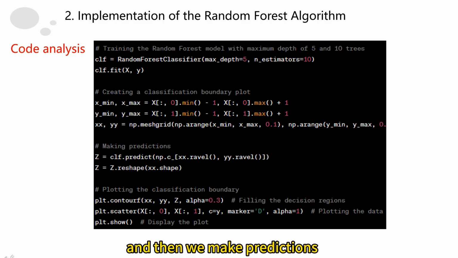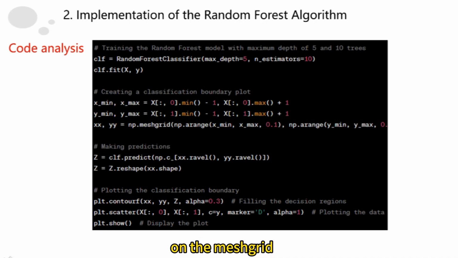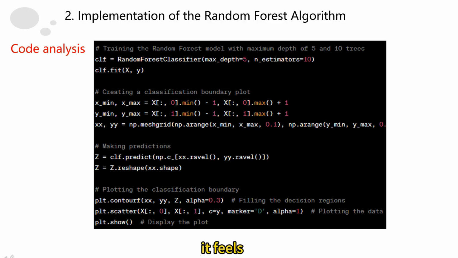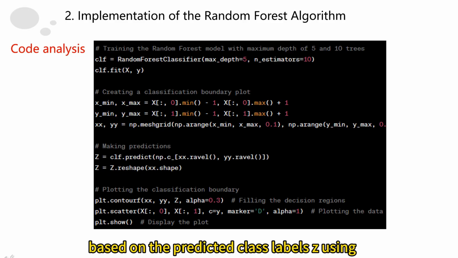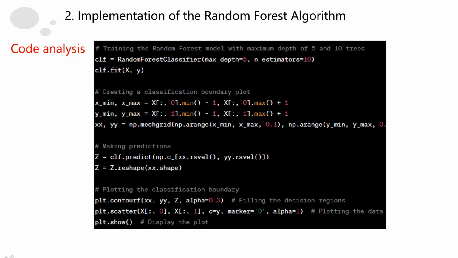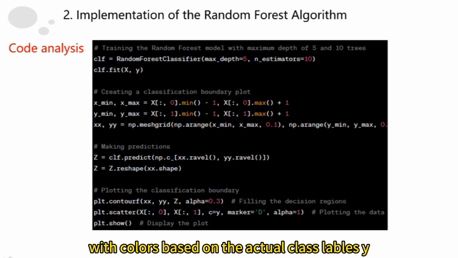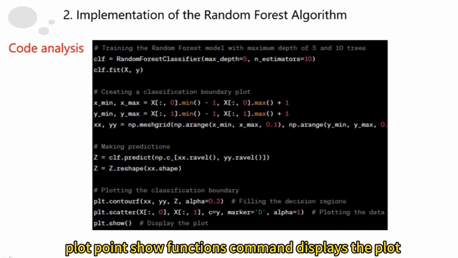And then we make predictions. The classifier clf is used to predict the class labels for all the points on the mesh grid. And then we plot the classification boundary. It fills the decision regions with colors based on the predicted class labels Z using the contourf function. For a smoother visualization, the original data points are then plotted using scatter with colors based on the actual class labels Y. And finally, the plt.show function command displays the plot.